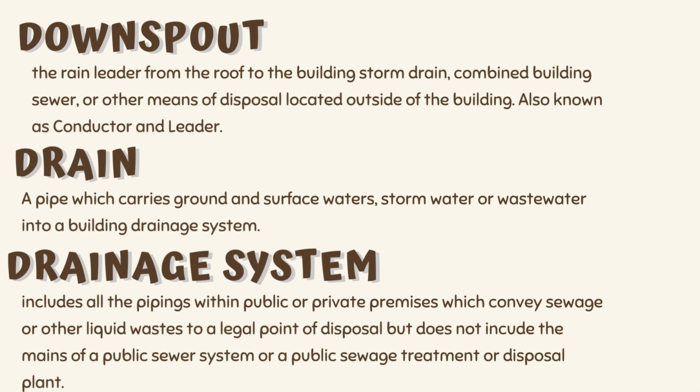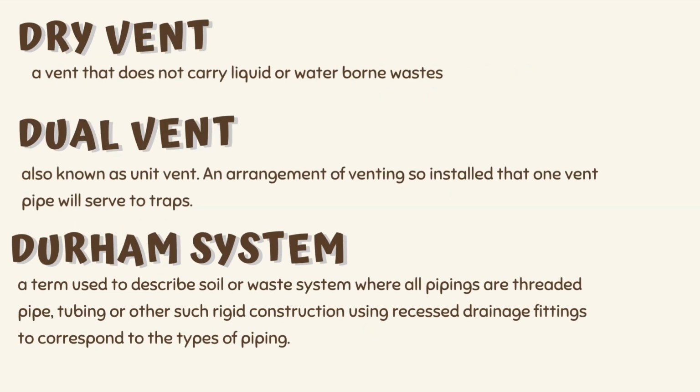Drainage system. It includes all the piping within public or private premises which convey sewage or other liquid wastes to a legal point of disposal, but does not include the mains of a public sewer system or a public sewage treatment or disposal plant. Dry vent. It is a vent that does not carry liquid or waterborne wastes.